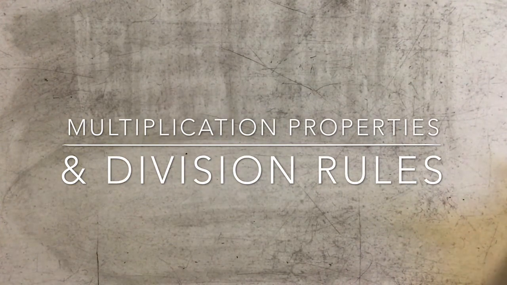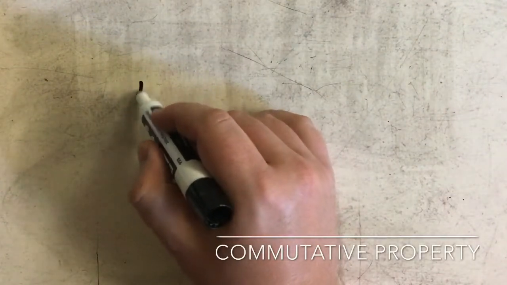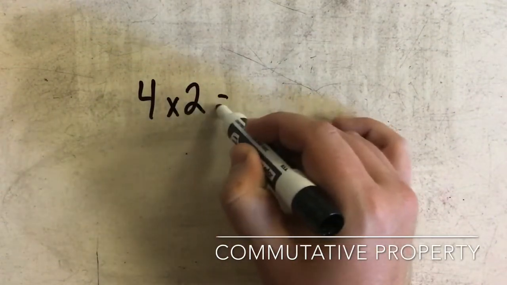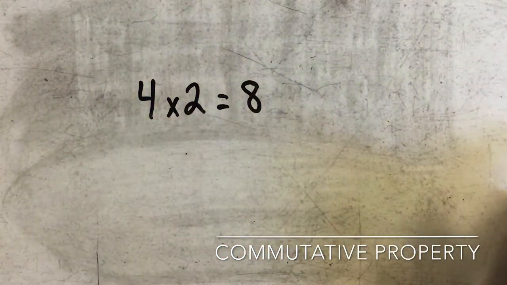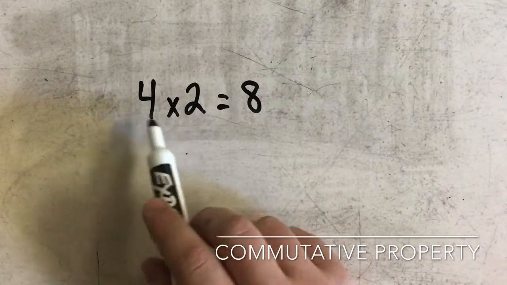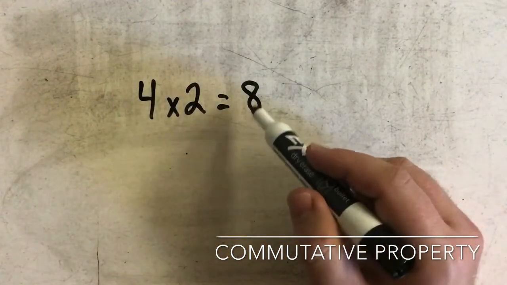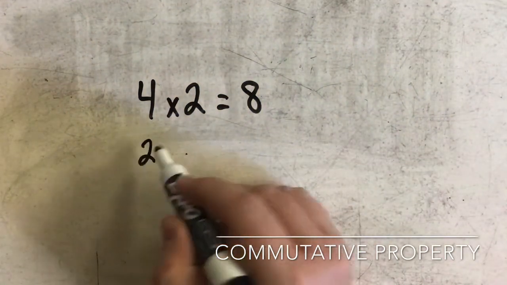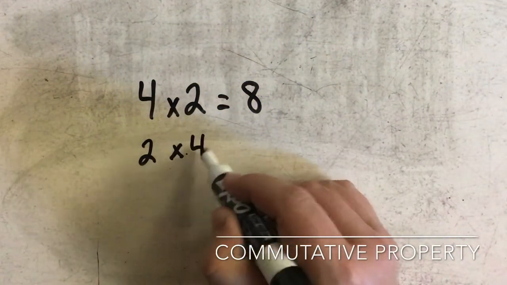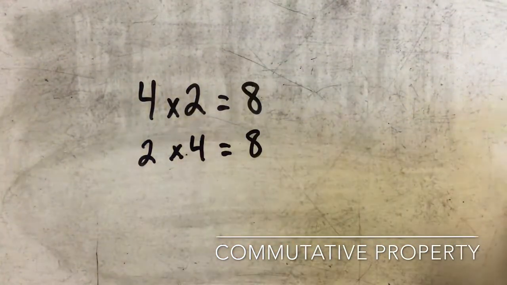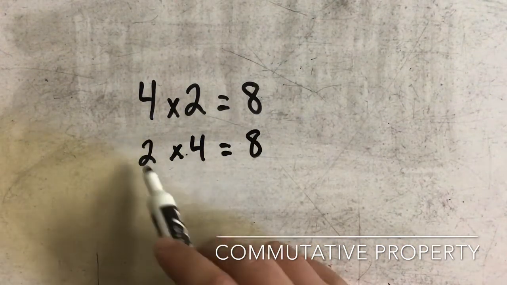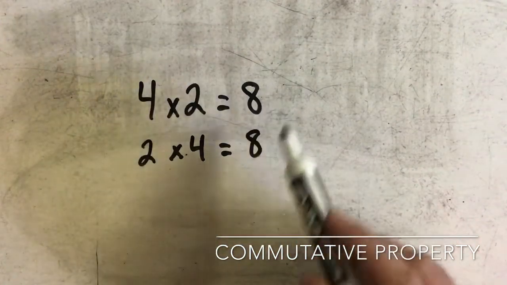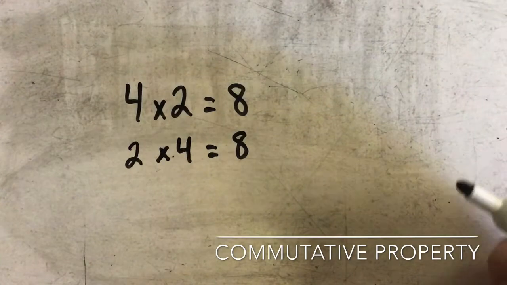The first rule that we're going to talk about is called the commutative property of multiplication. And basically what that says is that when you're multiplying numbers and you come up with an answer, if you change the order of the factors, it does not change the product or the answer to a multiplication problem. So in other words, I could say that 4 times 2 equals 8, but that's the same as saying that 2 times 4 equals 8. So you can see that the order of the factors does not affect the actual answer.